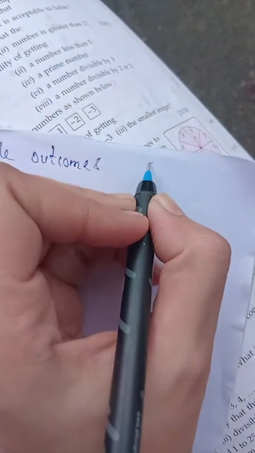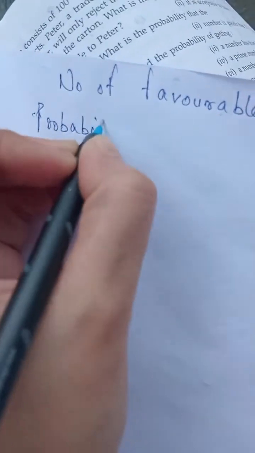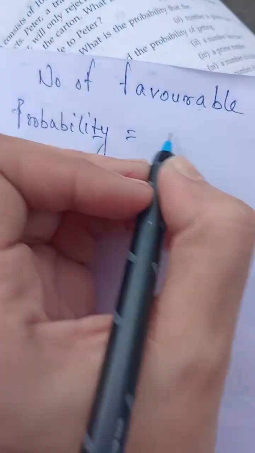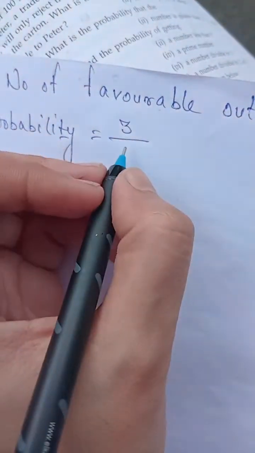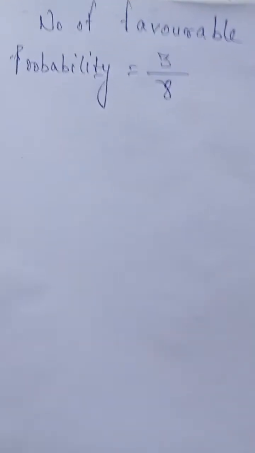So the number of favorable outcomes to the event. And what is the event? Our event is to get a vowel. So how many vowels have you seen in this word? That is 3. So what will be the probability then? The probability is equal to the number of favorable outcomes by the total number of outcomes. The total number of outcomes is 8. So the number of favorable outcomes by total number of outcomes is 3 by 8.